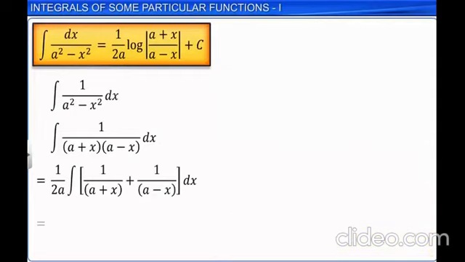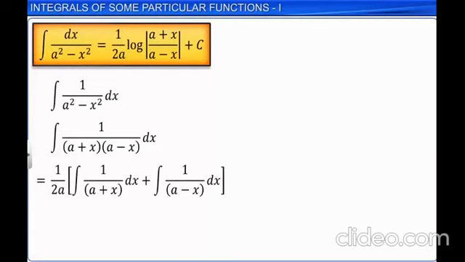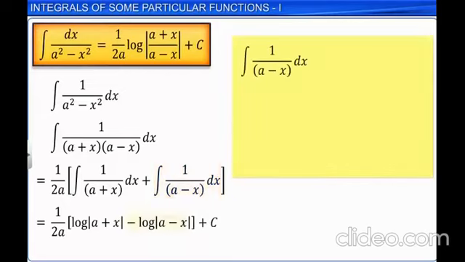Now, writing the integral of the sum of two functions as the sum of the integrals of the functions, we get the expression as shown. The integral of 1 upon a plus x is equal to log a plus x, and the integral of 1 upon a minus x is equal to minus of log a minus x. Here, the minus symbol is because we evaluate the integral of 1 upon a minus x by substituting a minus x as t.